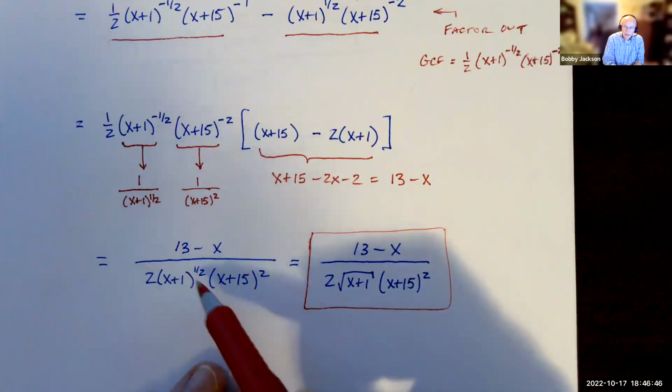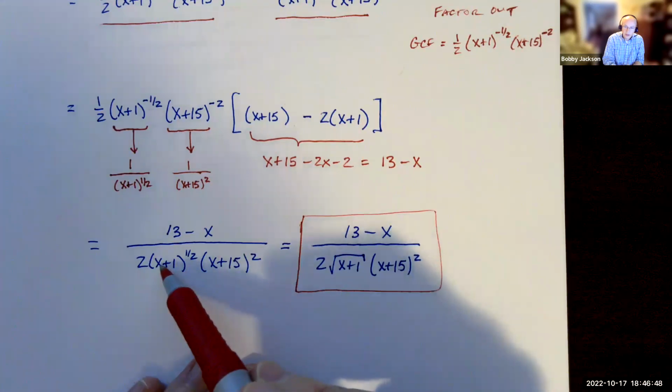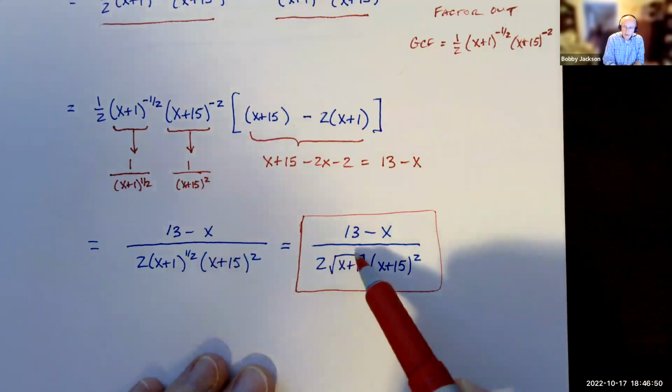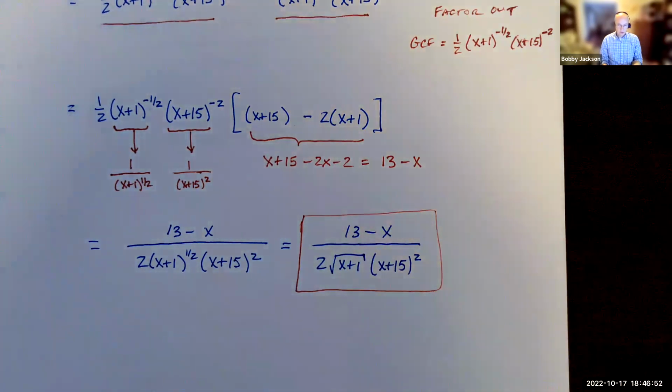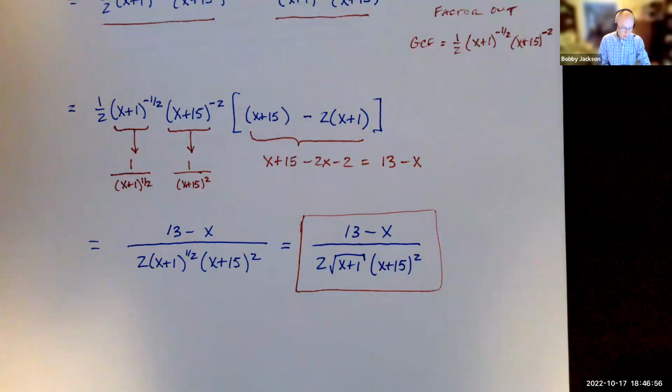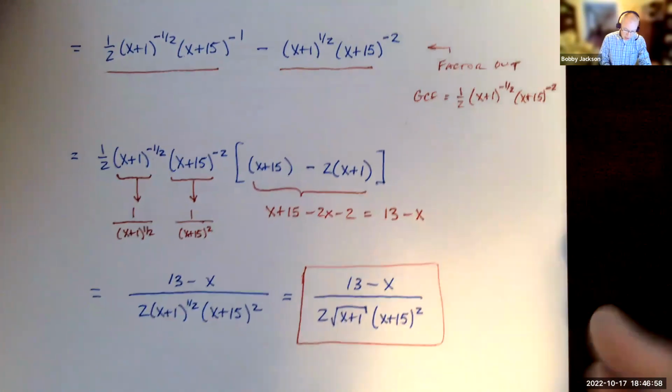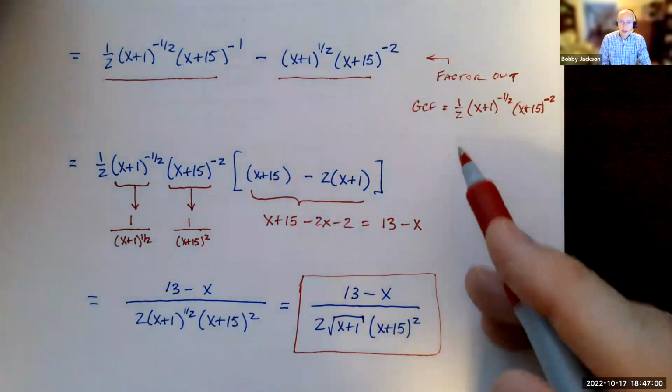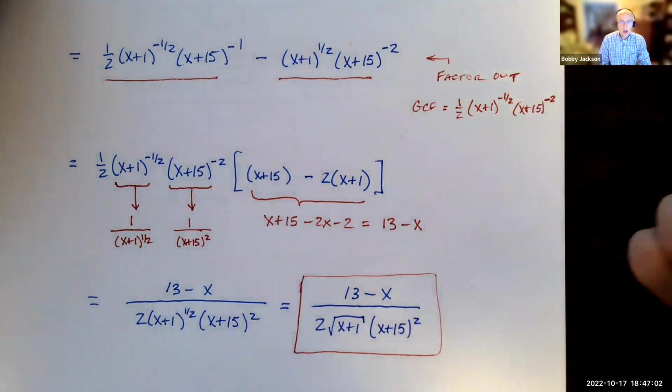So here it is. Now I can clean this up a little bit if we note that the 1/2 power is the same thing as the square root. I think either of these forms will be fine. Okay. So that's the simplified result. You do have to go through this factoring phase to get there.